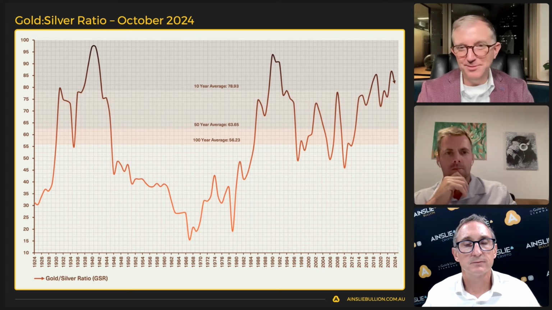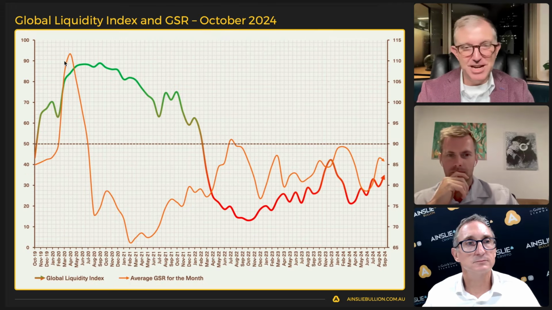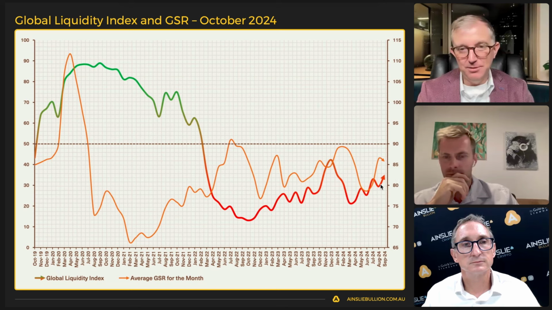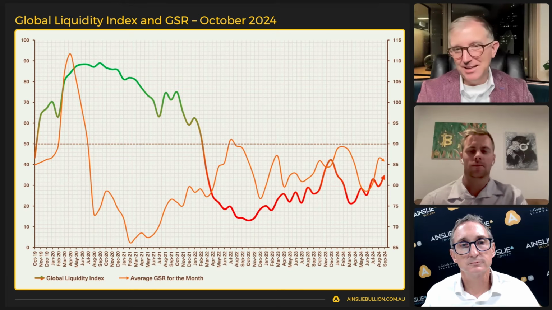I completely agree. I've been certainly more focused on this trade than I have for a long time. This chart just shows that against the GSR, probably not so relevant at this particular moment. Nothing of particular interest there, but we'll certainly be paying attention to that. But it is a slow-moving beast.